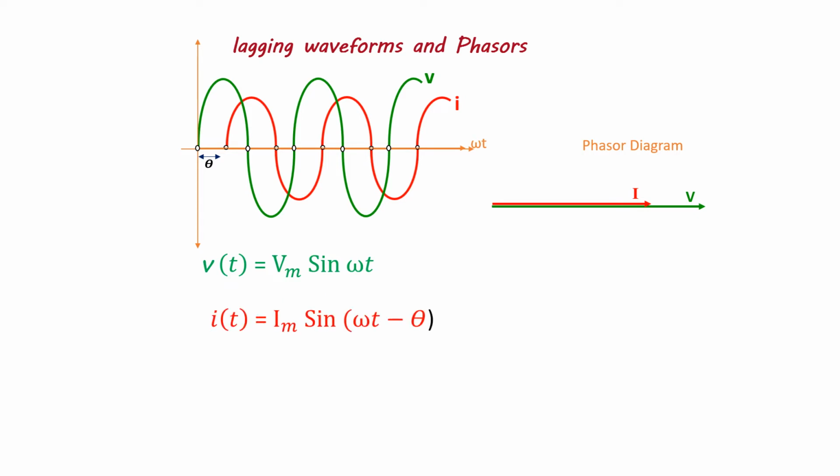The equation for the current now is i of t equals Im sin (omega t minus theta). The phasor diagram for this situation changes like this. I is shown lagging the voltage by theta degrees.